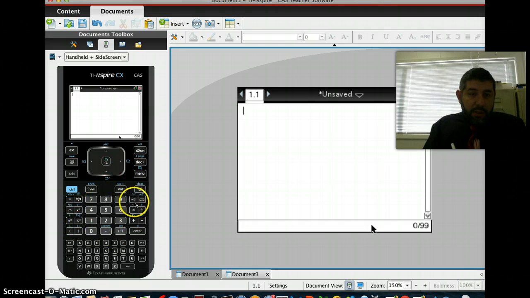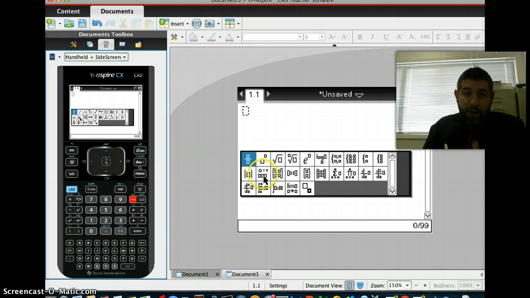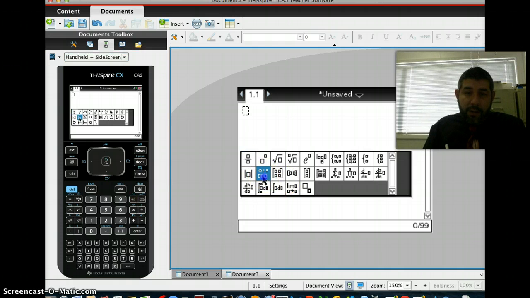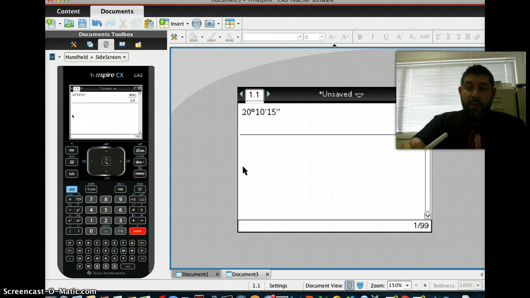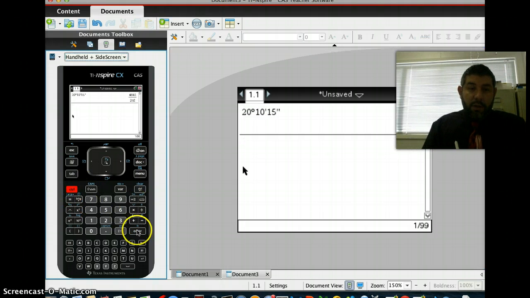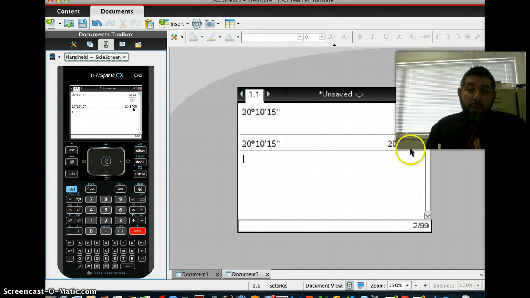So you're going to go to this little button here, and make sure your calculator is in degree mode. Okay? So we're going to go to this little button here, and we're going to find this one right here. It says degrees, minutes, seconds. So we'll click on that, and then we're just going to plug in our numbers. So 20 degrees, 10 minutes, 15 seconds, hit enter, and we want to make sure that we are estimating here. So we get 20.17 degrees, and that's it.